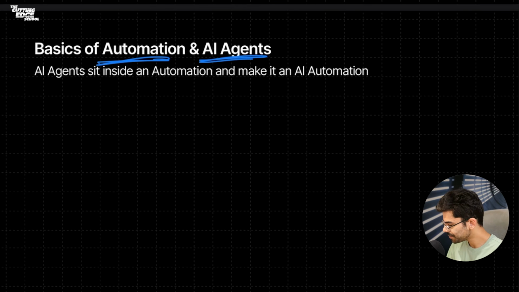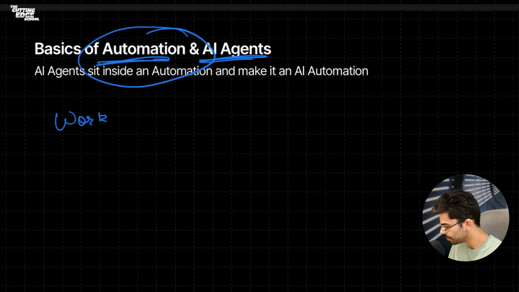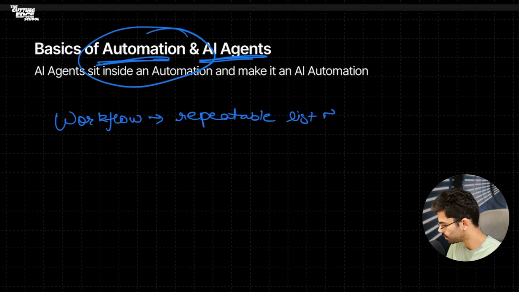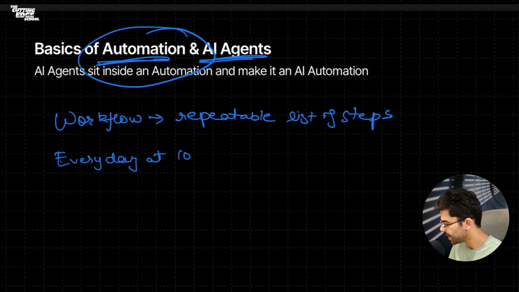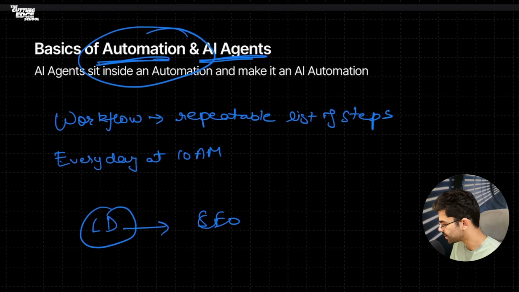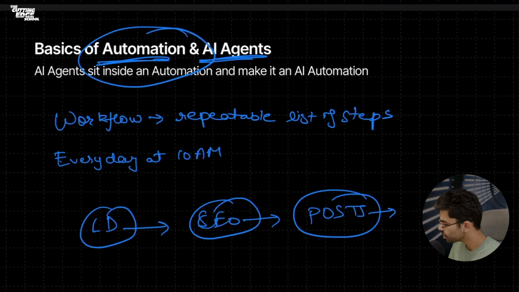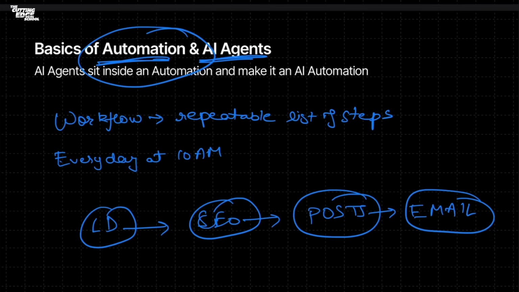So folks, let's first understand what is an automation. If you have to repeat a workflow, which is basically a repeatable list of steps, that can look like automation. For example, let's just say that every day at 10 a.m. I want my automation to go to LinkedIn, check out what a CEO has written on his LinkedIn and make a list of all the posts and also send me an email with that content. So I want this automation. Maybe it's like a news reporter thing.